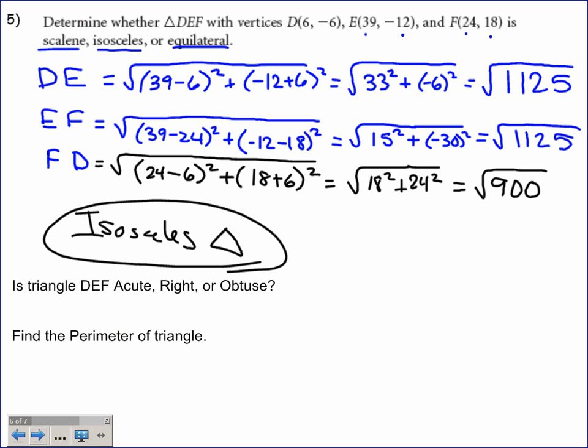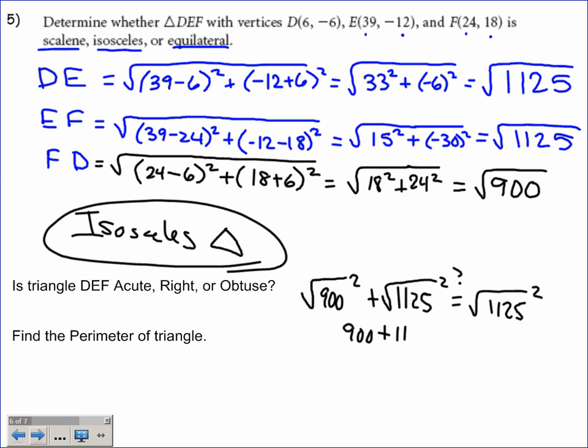Here's the question I'm asking. I'm doing 900 squared, which is the shortest side, plus the second shortest side, which is 1,125. I'm going to ask, does that equal 1125 squared? Okay, now here's the thing. This is 900 plus 1125. Does that equal 1125? No. Okay? Generally speaking, instead of writing equal to here, what we're going to do is say that this side is definitely greater than.